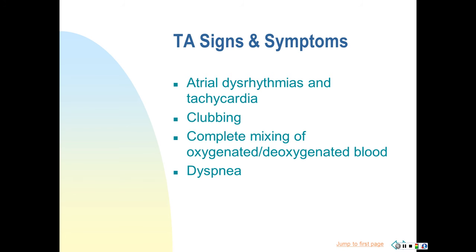Signs and symptoms preoperative: if you have a lot of blood mixing, where the blue is going to the red side, your sats are going to be lower. So again, we're going to have clubbing. We're going to have lower sats, so they might be short of breath. They may have some dysrhythmias, simply because the heart really doesn't like to be in the situation that it's in.